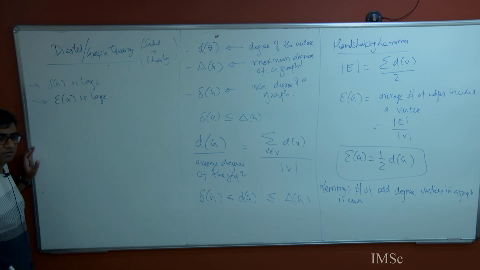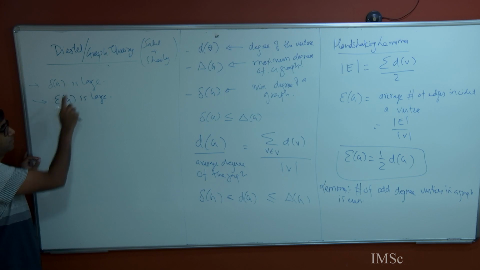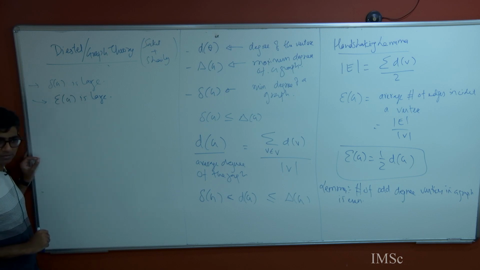So there is an inherent relation between delta G and epsilon G. So what will graph theorists ask? The first kind of question: what about the converse? If epsilon G is large, does it imply that the minimum degree is large? May not be. Can you give me an example?